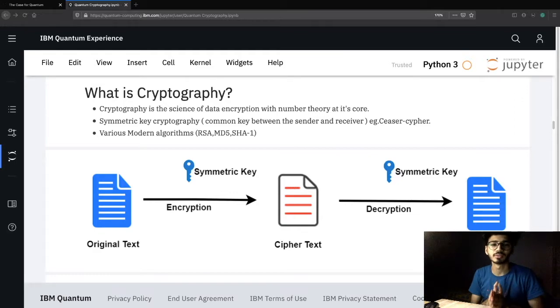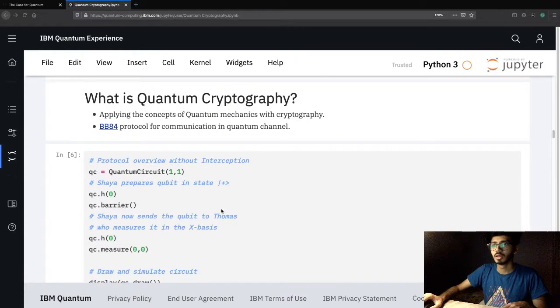What is cryptography? Cryptography is the science of data encryption with number theory at its core. Symmetric key cryptography is one where the key is shared between the sender and the receiver. Modern algorithms have come, which are MD4, MD5, and SHA-1, which are even used in blockchain. Now, what is quantum cryptography? Applying the concepts of quantum mechanics to cryptography, we come to an algorithm which provides such insight. The BB84 protocol is used for communication in the quantum channel.